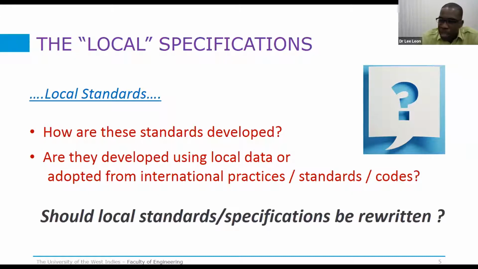So how are these standards developed? Did we adopt a standard from an international standard? When adopted, what materials did the standard use? What data did they use? What climatic conditions did they use to develop the standard? So the question is, should our local standards be rewritten or amended based on the materials we have available?